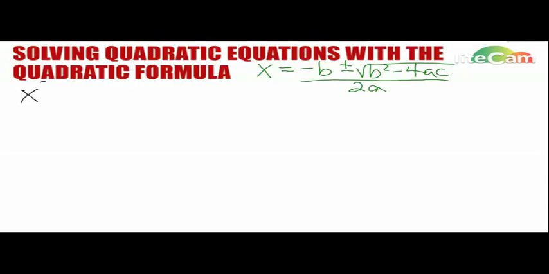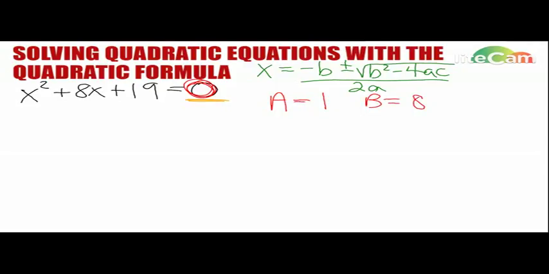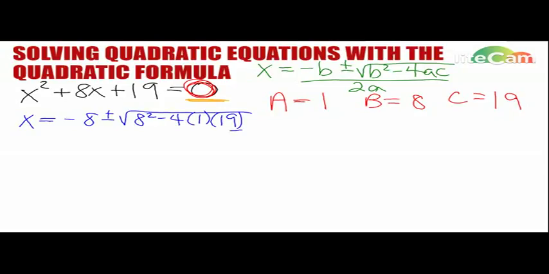My example is going to be x squared plus 8x plus 19. Always make sure that your equation equals 0. Sometimes we'll try to trick you and put something on the other side. You need to move everything to one side. In this case, a equals 1, b equals 8, and c equals 19. So I'm going to start plugging my numbers into the formula. I have -8 plus or minus the square root of 8 squared minus 4 times 1 times 19. I'm going to put all this over 2 times 1.